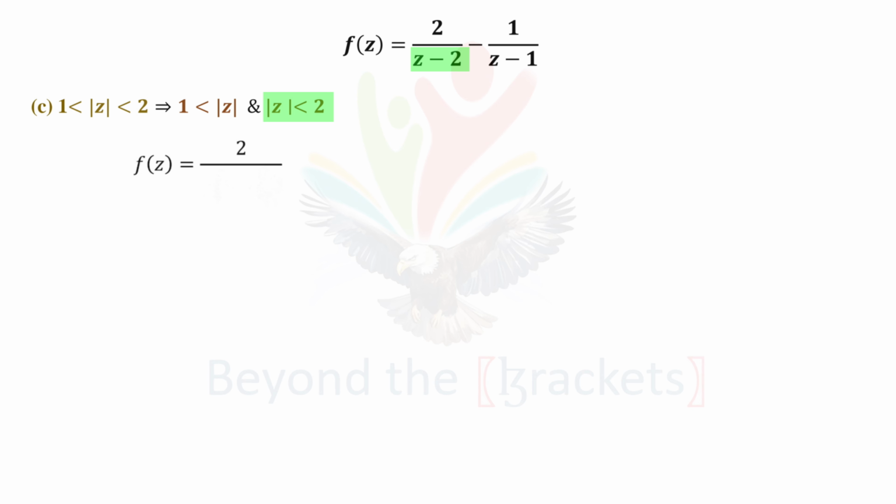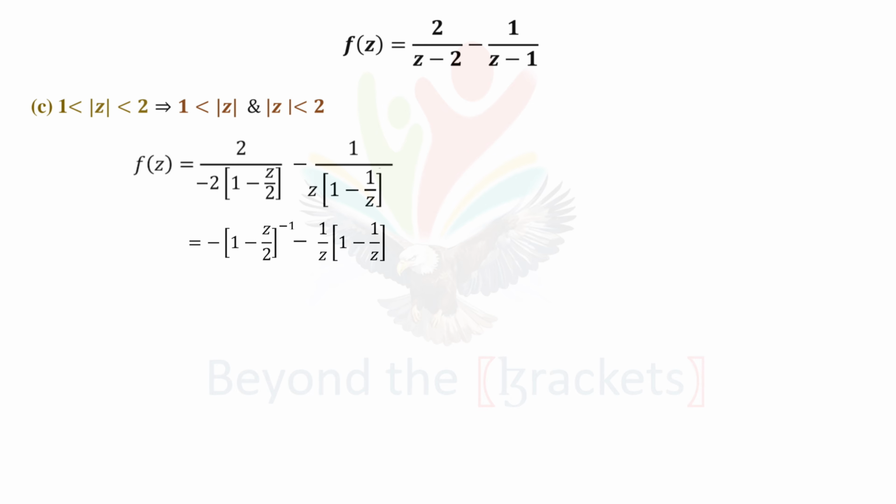Since 2 is greater than modulus of z, we take minus 2 common in the denominator to get 1 minus z by 2. For the second term, we have 1 divided by. Since modulus of z is greater than 1, we take z common to get 1 minus 1 by z. Further, for the first term, 2 in the numerator and in the denominator cancel out. Writing the term in the inverse form, we get (1 minus z by 2) inverse, plus for the second term we have 1 by z into (1 minus 1 by z) inverse.